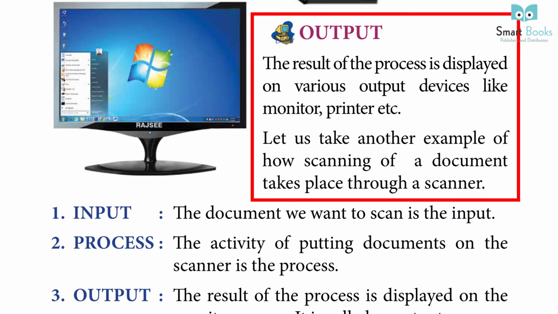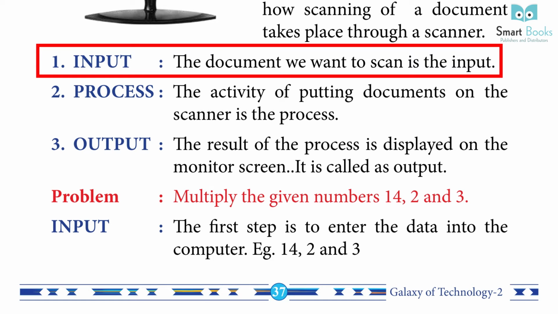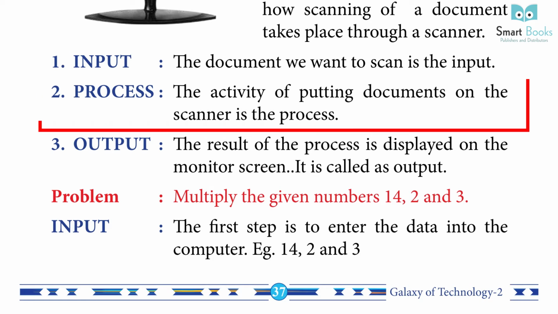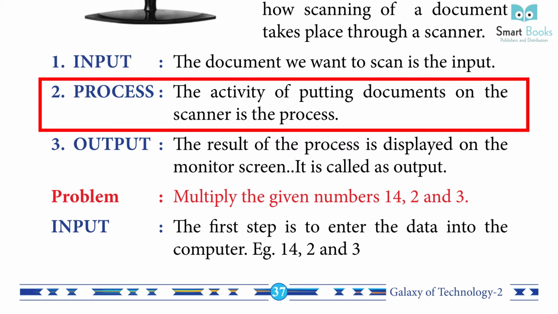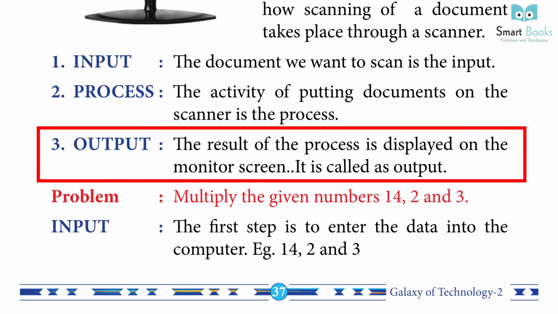Let us take another example of how scanning of a document takes place through a scanner. Input: the document we want to scan is the input. Process: the activity of putting documents on the scanner is the process. Output: the result of the process displayed on the monitor screen is called output.